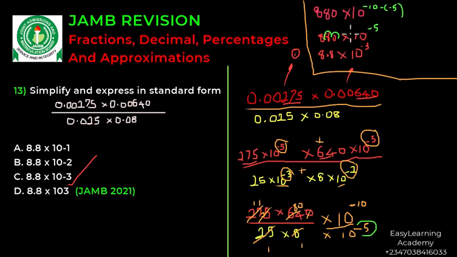Since we moved it 2 places to the back, it's going to reduce now from minus 5 by 2. That would be minus 3, and the option was option C. Option C was the option.